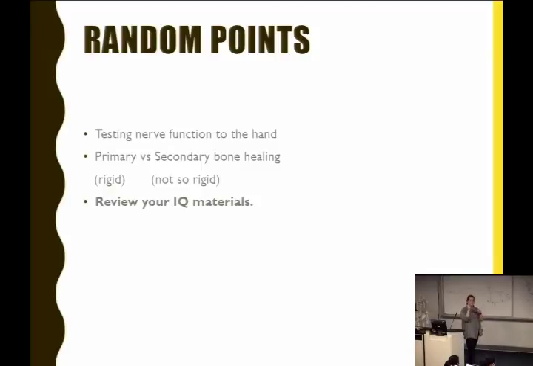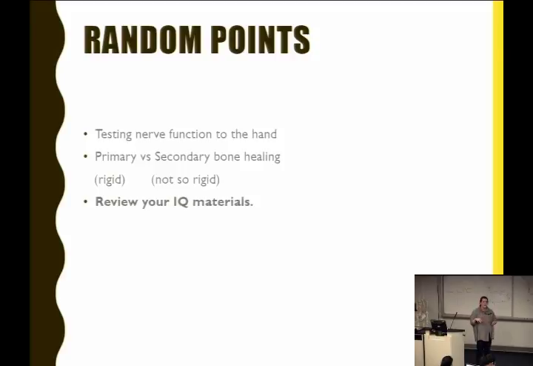The other thing to know is if you're testing nerve function to the hand, there's 3 big nerves to test, both sensory and motor. So let's start with sensory. Where do you test the radial nerve? Back of the hand. Where do you test the median nerve? These 3 fingers, right? Where do you test the ulnar nerve? These 2 fingers or this side of the hand.